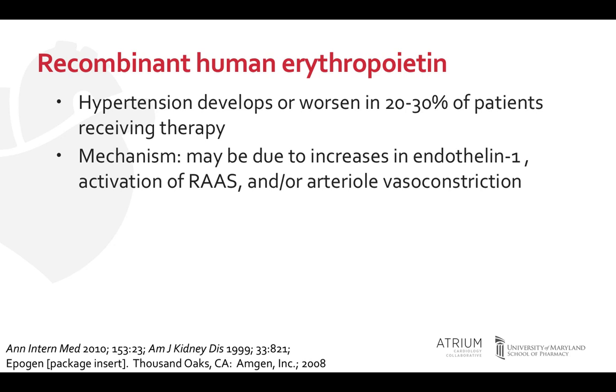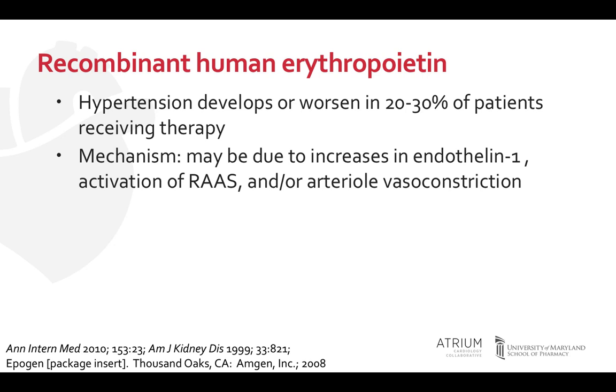How do we manage this? The subcutaneous form is associated with less abrupt rises in blood pressure. So the subcutaneous form is used when possible. Again, we're going to titrate our therapy slowly so we don't see the abrupt rises in hemoglobin concentration. If hypertension does develop in a patient who is on erythropoietin, there's no alternative typically for these patients unless they would not need therapy anymore. So we're going to have to treat through it.